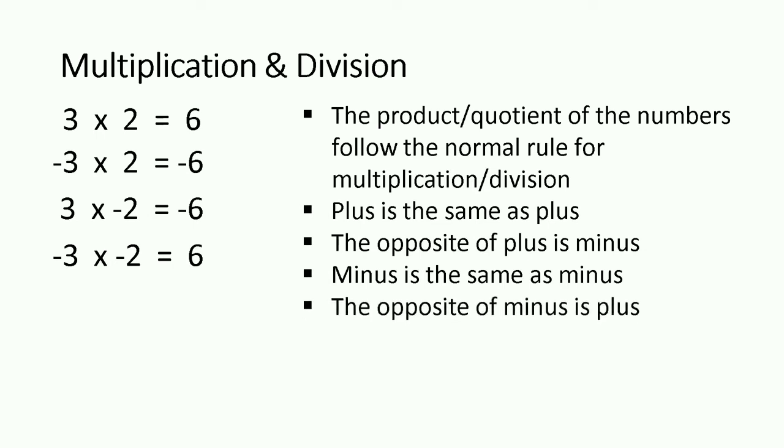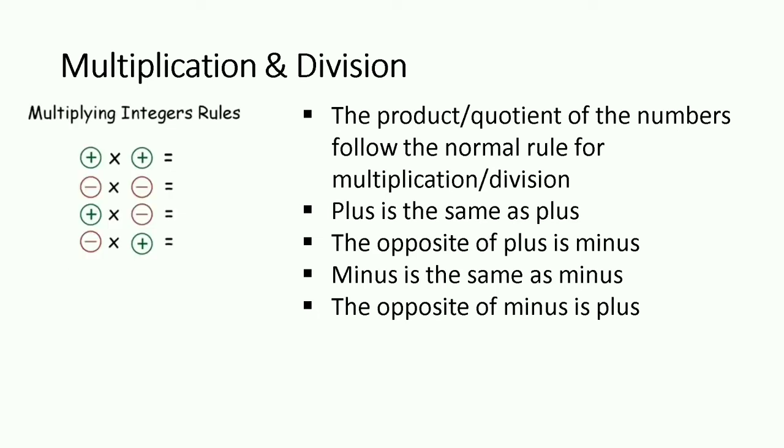Finally, we can see the opposite of minus is a plus. Looking at the fourth equation, the sign in front of the 3 is negative and the sign in front of the 2 is negative. So what is the opposite of negative? The opposite of negative is positive, and hence the answer would be positive 6. These are similar to that of the multiplication rules.